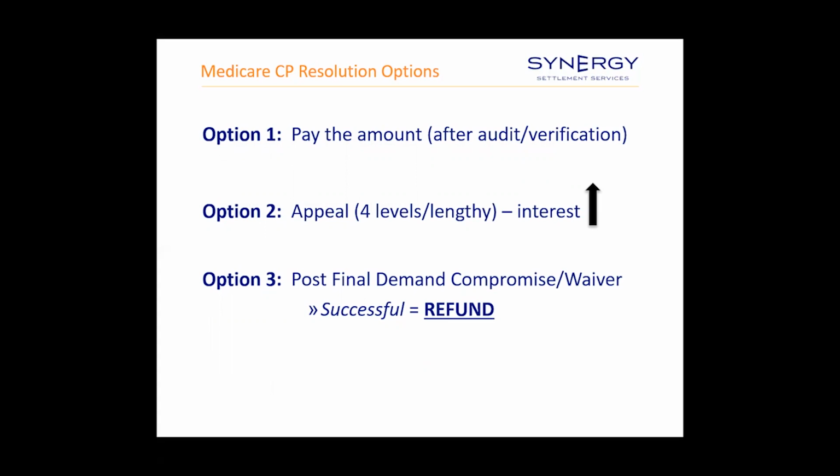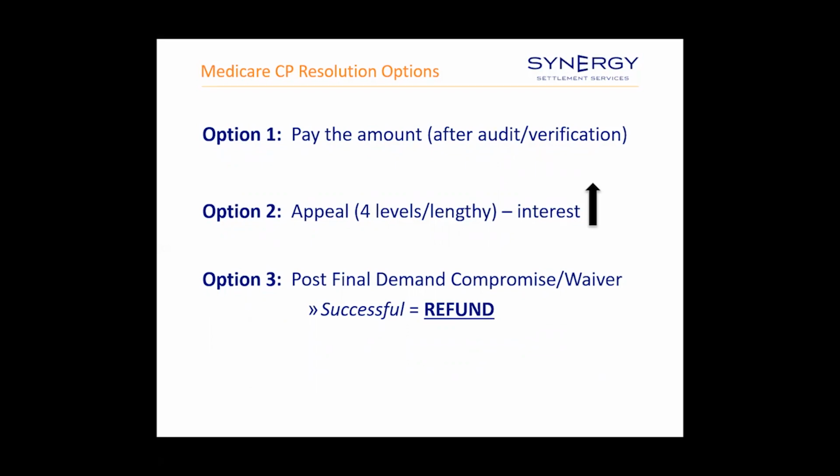Now, if you don't do that, another option is just simply to appeal the amount. Those different levels of internal appeal that I mentioned, the 4 levels and the lengthy timeframes all apply, and you have to exhaust those before going to a federal district court. If you appeal but don't pay the final demand, interest continues to accrue and pile on all during the pendency of those appeals. So it's not a very attractive option. So really the best options are either pay the amount and take up an appeal, or pay the amount and seek a compromise or waiver.